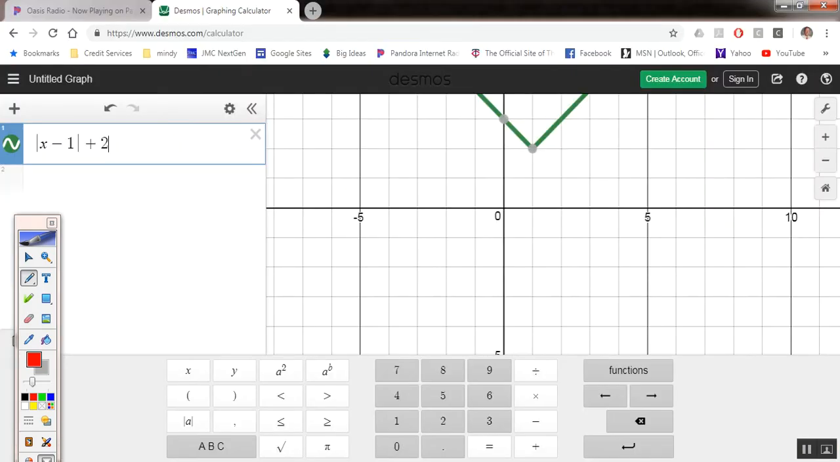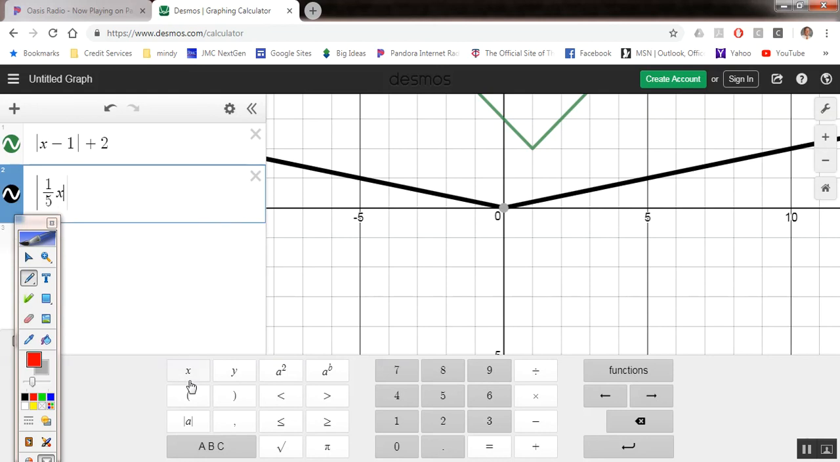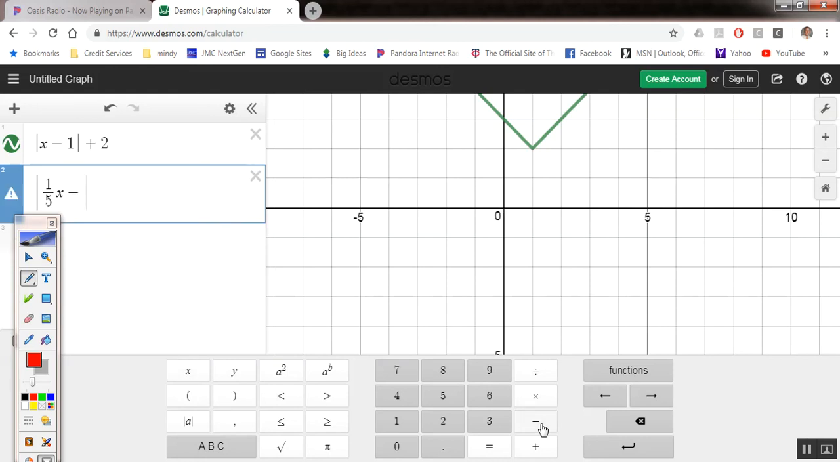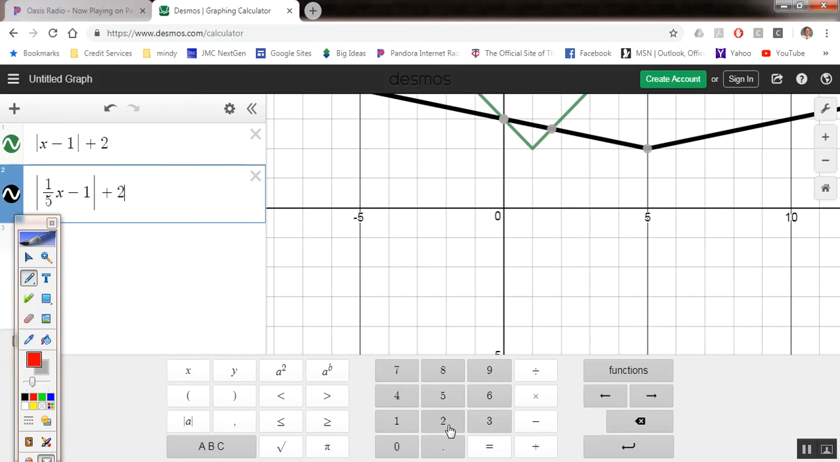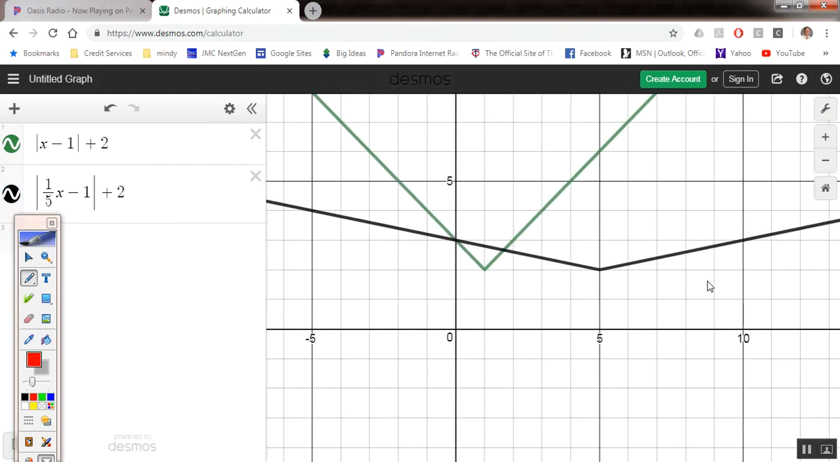I'm concerned about this one. So absolute value, 1/5 x. What'd you say, minus 1? And plus 2, right? Kids, I think we have a problem here. What's the problem? They're kind of uneven. They're not lined up.